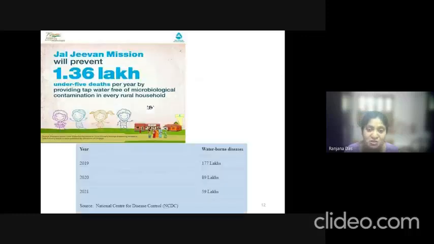And in the Jal Jeevan Mission, as per the report which is in our hand, we can prevent about 1.36 lakh deaths of children under 5 per year by providing tap water free of microbiological contamination to every rural household. And the National Centre for Disease Control is also reporting a remarkable improvement in the water quality and how it is improving the life of the people.